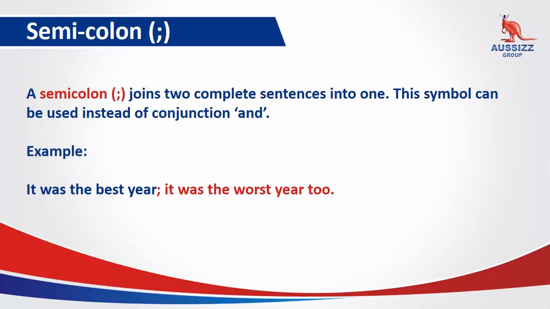Essentially, a quick test to determine whether or not a semicolon can be used is whether or not you can use the conjunction and. So, rather than using the semicolon, if you were to use and, you would say comma, and. It was the best year, and it was the worst year too. Or you can say it was the best year, semicolon, it was the worst year too.